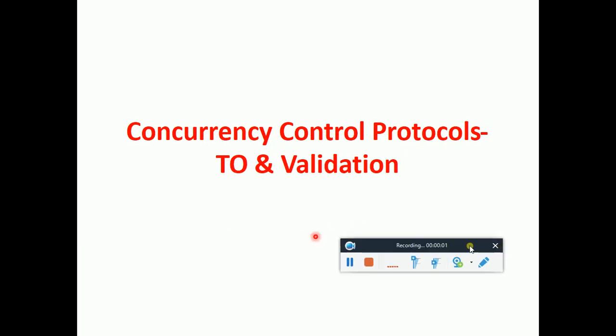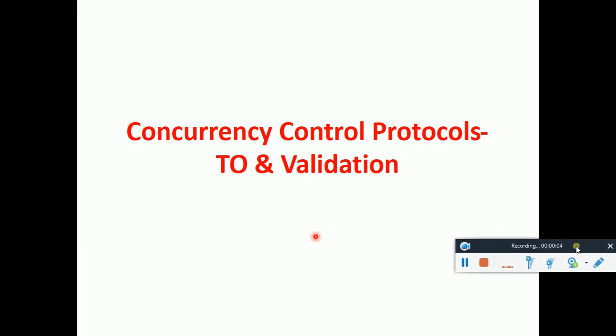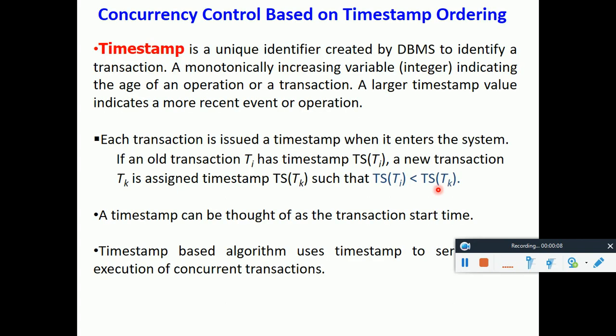Welcome again. Today we will discuss the timestamp ordering and validation protocol for concurrency control. Now, what is a timestamp? A timestamp is a unique identifier which is associated with every transaction, or we can say that a timestamp is the entry time of that particular transaction into the system. The timestamp is a very important concept.